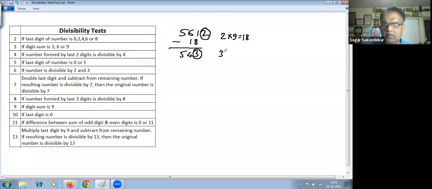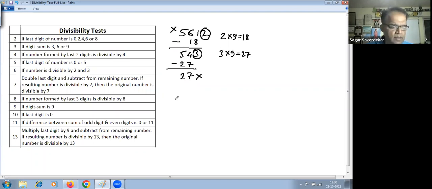You have to take 3 and multiply by 9. 3 9s are 27. And if you subtract, 14 minus 7 is 7. What remains is 4. 4 minus 2 is 2. 27. Now you can clearly take a decision that this is not divisible by 13. 13 into 2 is 26. So this is not divisible by 13.